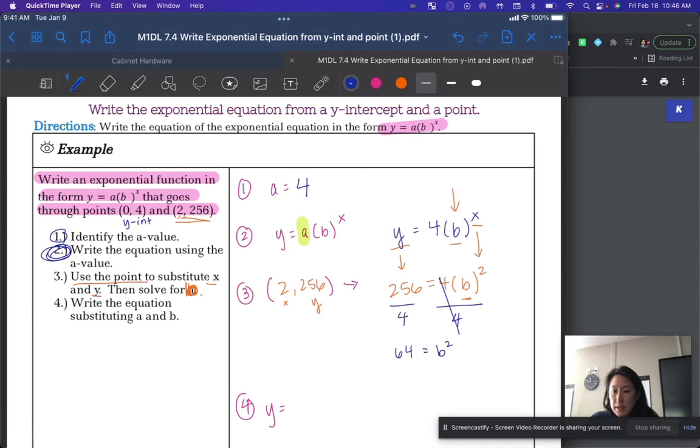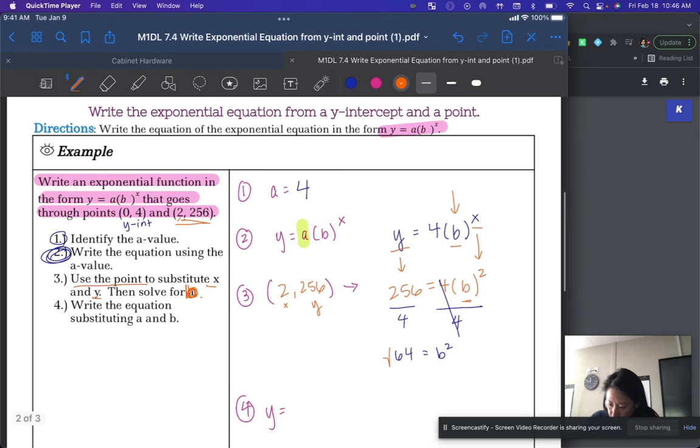And then how would you isolate b? Well, we would take the square root of both sides, and I get b is equal to the square root of 64, which is plus or minus 8. But in an exponential function, we don't have a negative b value, so we know that the negative is going to go away. Okay, so our b is 8.